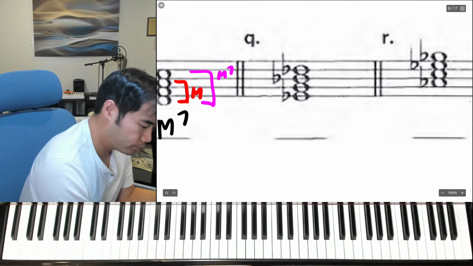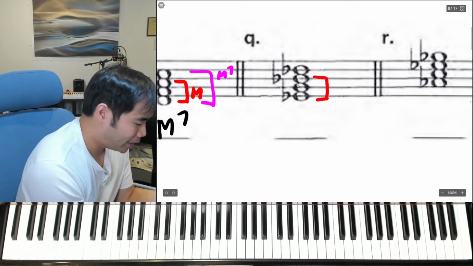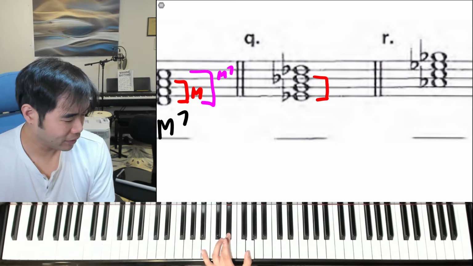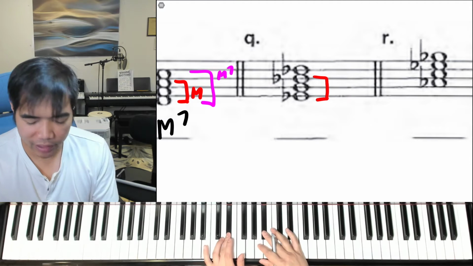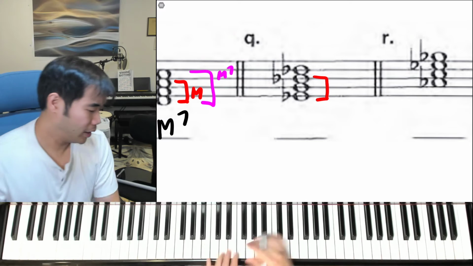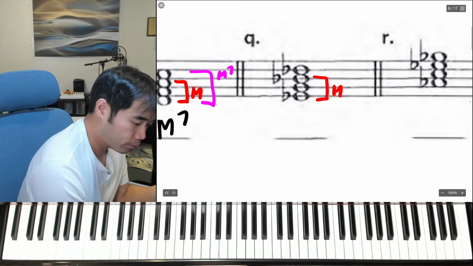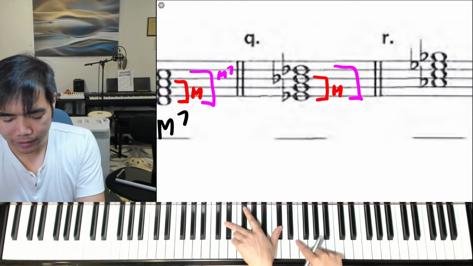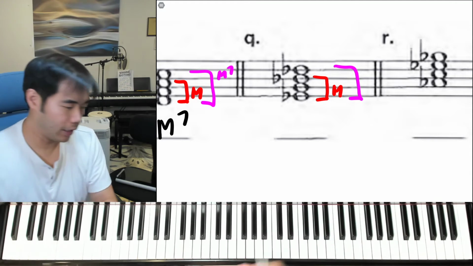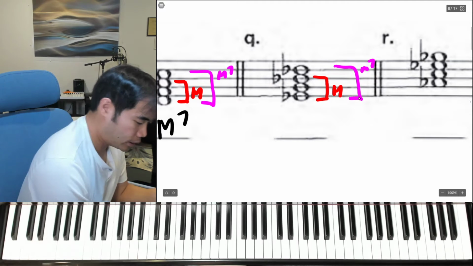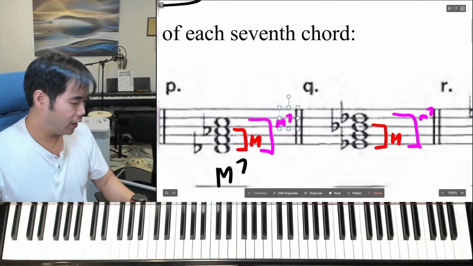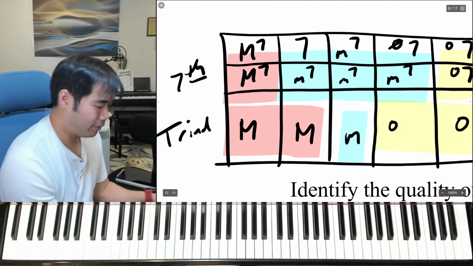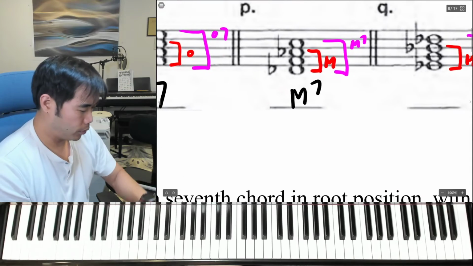Example Q. The triad is E flat, G, B flat. E flat to G is 4 half steps, or a major third. E flat to B flat is a perfect fifth. That's a major triad. The 7th, E flat to D flat. D flat is a whole step below the octave, therefore it's a minor 7th. So we have a major triad, minor 7th. If we look at our chart, major triad, minor 7th, there we have it. It's just a dominant 7 or just a 7.